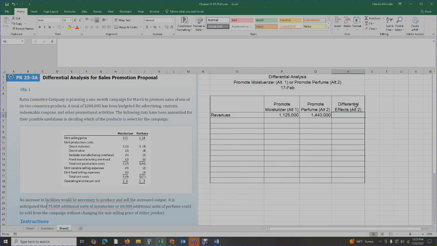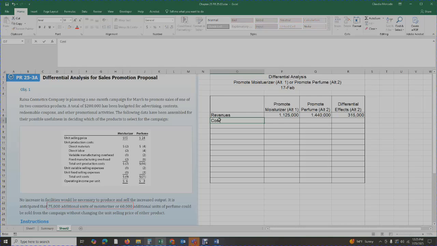So now we're going to do the differential effect. We're going to compare option 2, or alternative 2, with alternative 1. So we're going to subtract alternative 1 from alternative 2, and that will give me an increase of 315,000. So right now, if I were to select one of the two, alternative 2 will yield the highest revenues, an additional $315,000 of revenues.